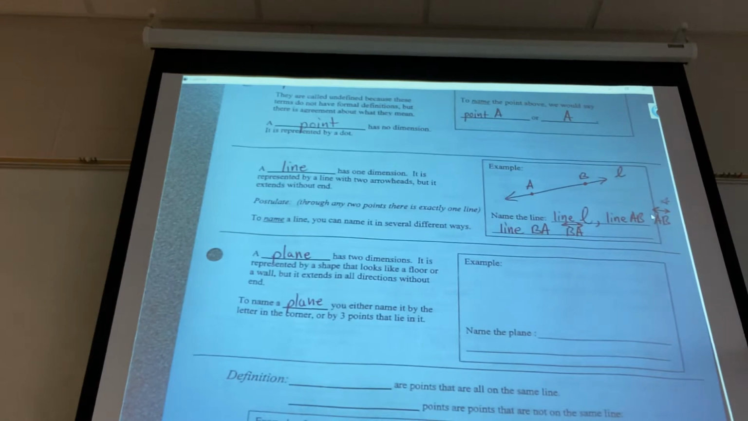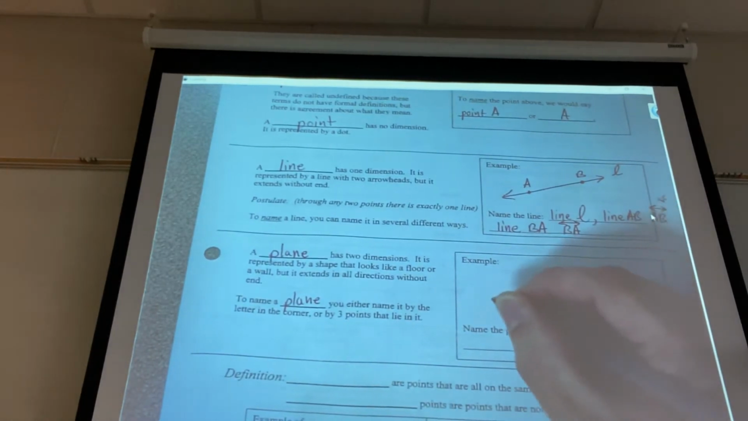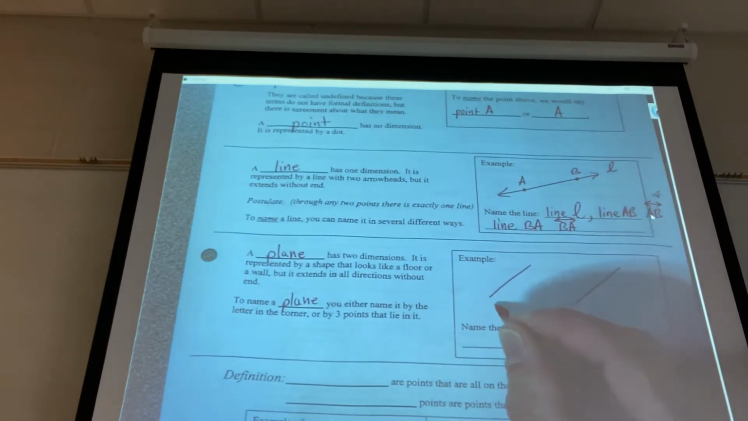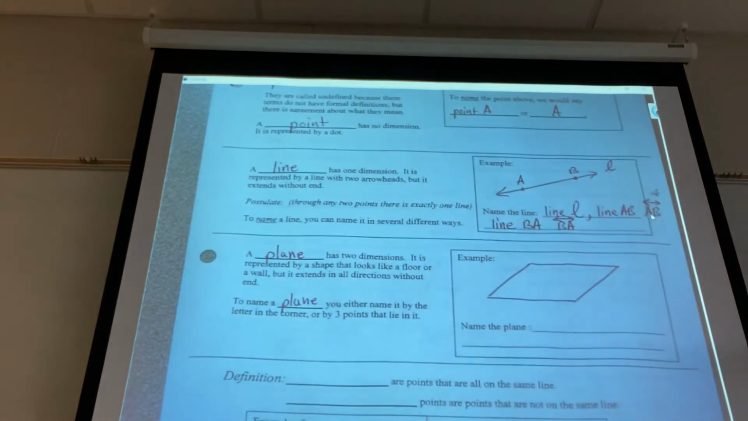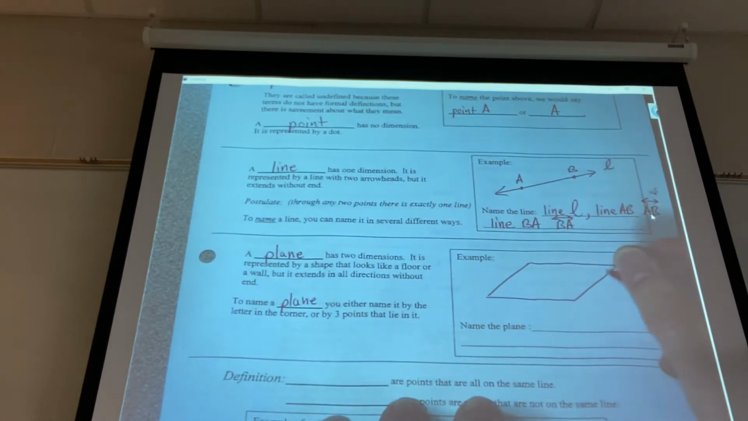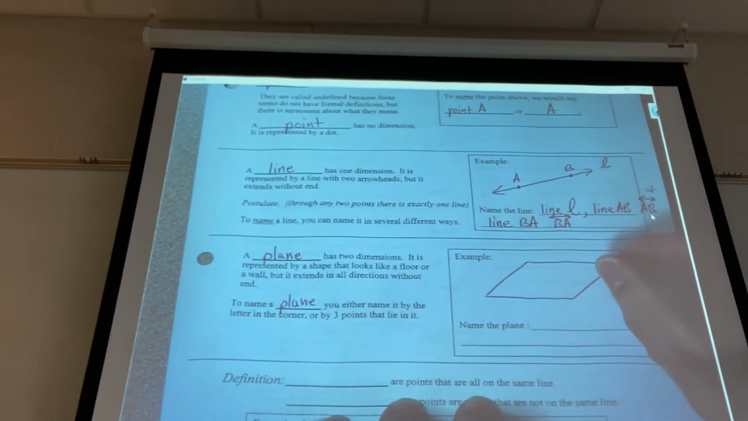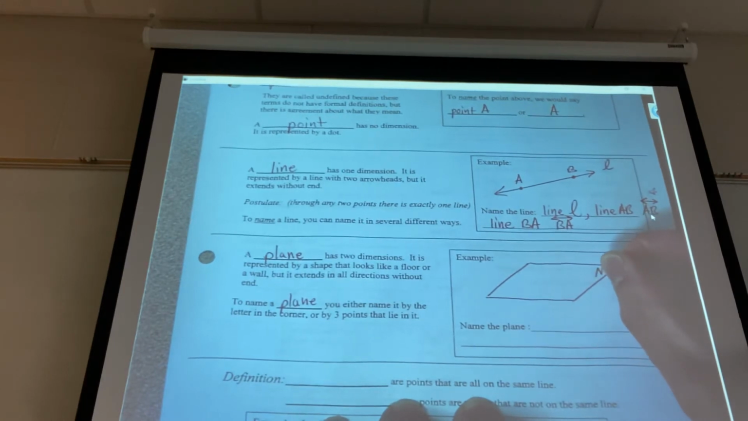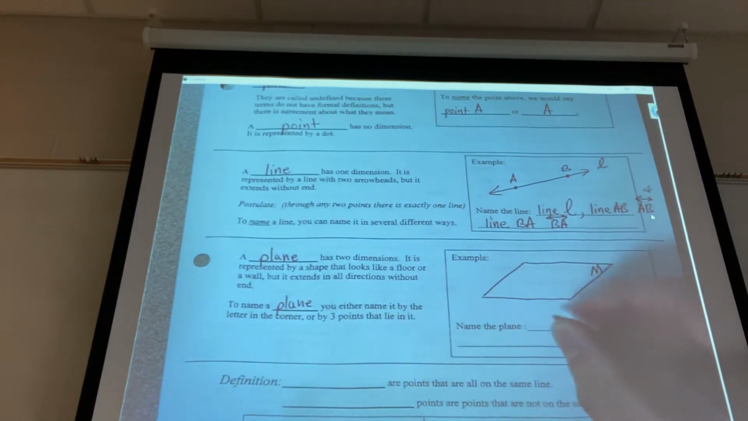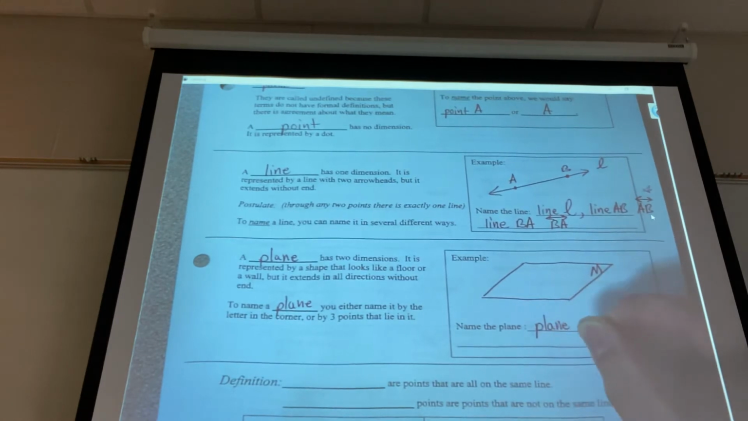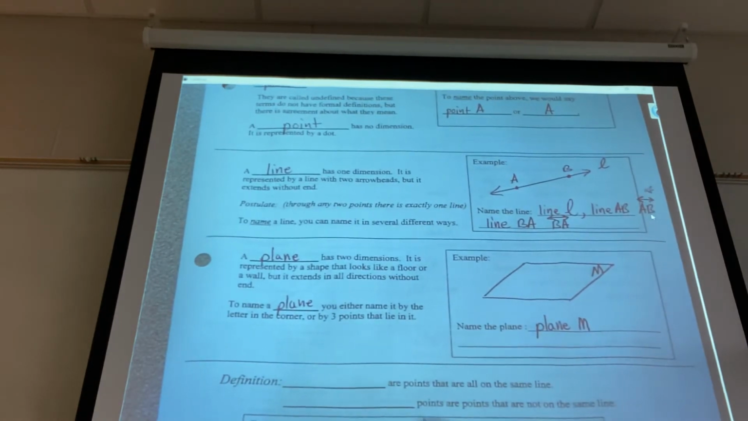Okay. So when you draw a plane, the accepted way to do it is to draw a slanty box. It doesn't have to be perfect in any sort of fashion. Just make it slanted. Usually it's just a capital letter, sometimes bold, but you'll just see a letter in the corner. In this case, a little M. Well, that means this is plane M. That's one way to name a plane.